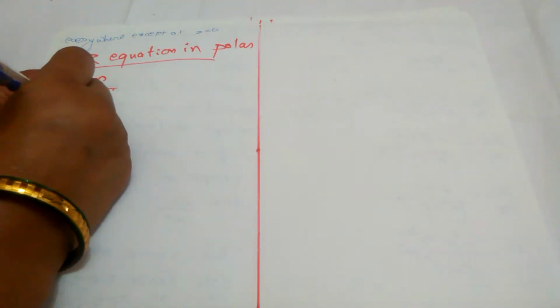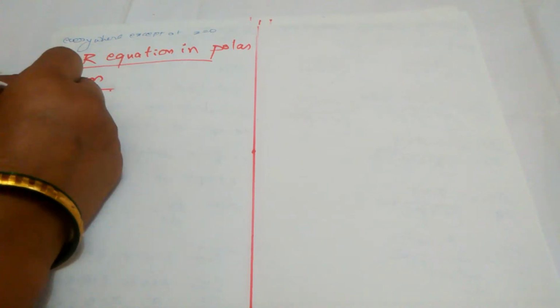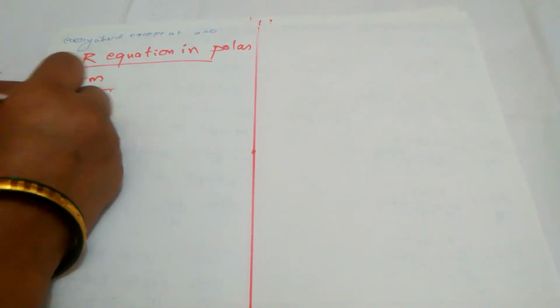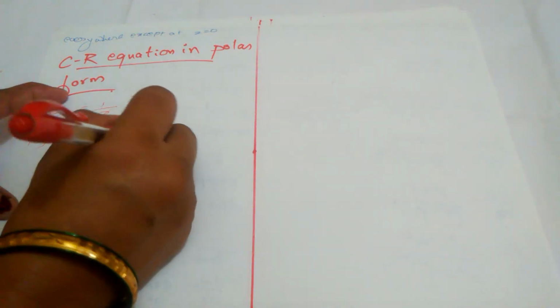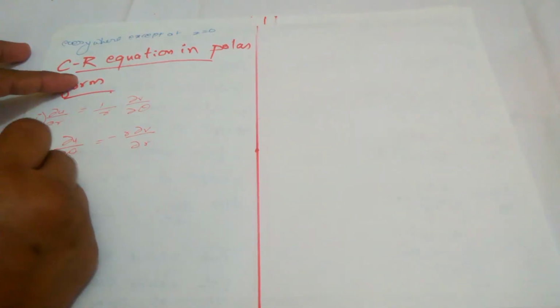Let me write this: delta u upon delta r is equal to 1 upon r delta v upon delta theta. This is my first point which I need to prove. Second is delta u upon delta theta, which is equal to minus r delta v upon delta r. So let me start this proof.